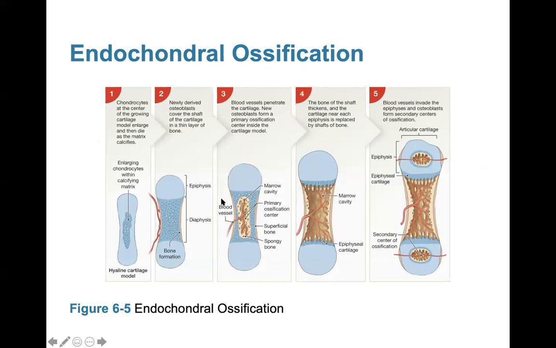What then starts to happen is blood vessels will penetrate the cartilage. New osteoblasts form a primary ossification center at the center of the cartilage model. The bone of the shaft thickens, and the cartilage near each epiphysis is replaced by shafts of bone. And then finally, in the fifth stage, blood vessels will invade the epiphysis, and the osteoblasts will form secondary centers of ossification.